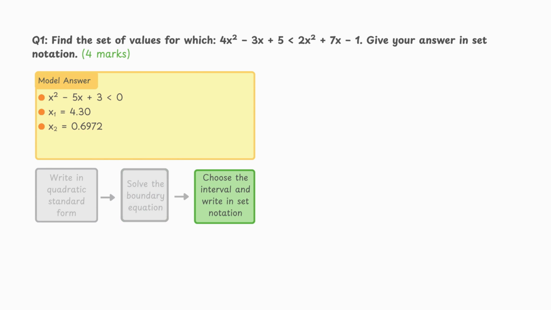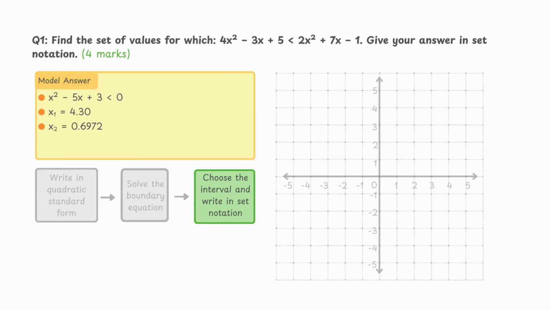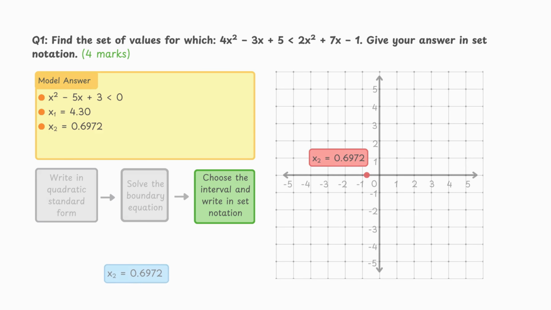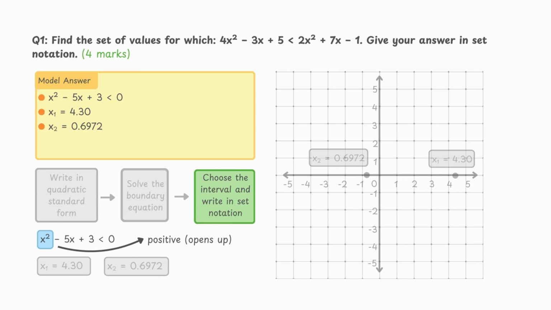Now we move to the final step, choosing the correct interval. We already have the critical values. X equals 0.6972 and x equals 4.30. Now we look at the quadratic. X squared minus 5x plus 3. Notice the coefficient of x squared is positive. This means the graph opens upwards, like a U-shape.